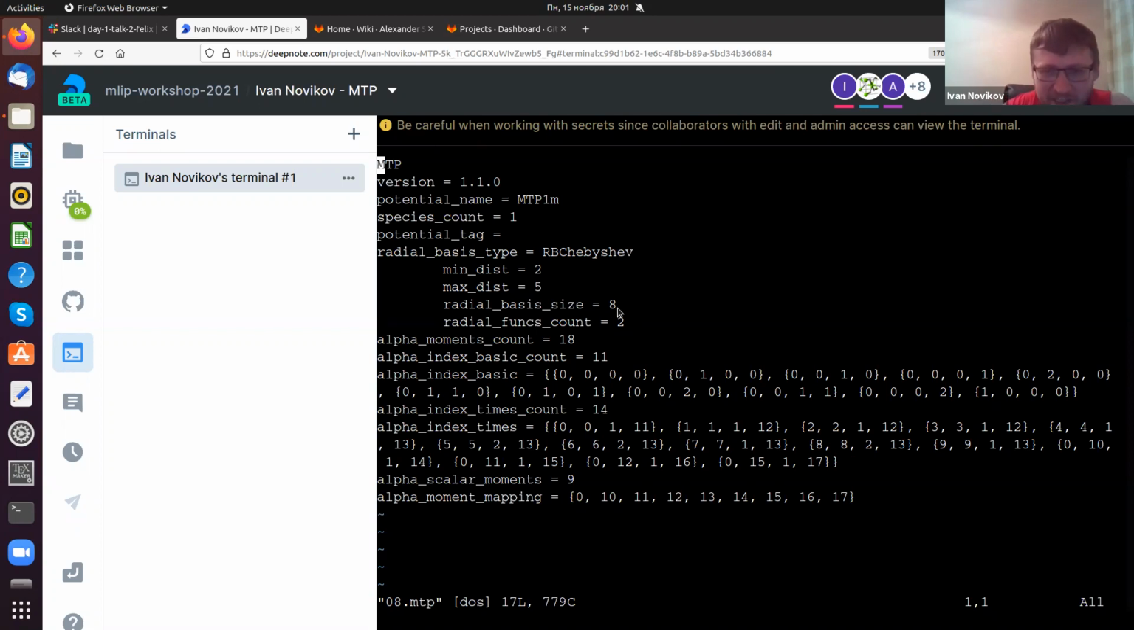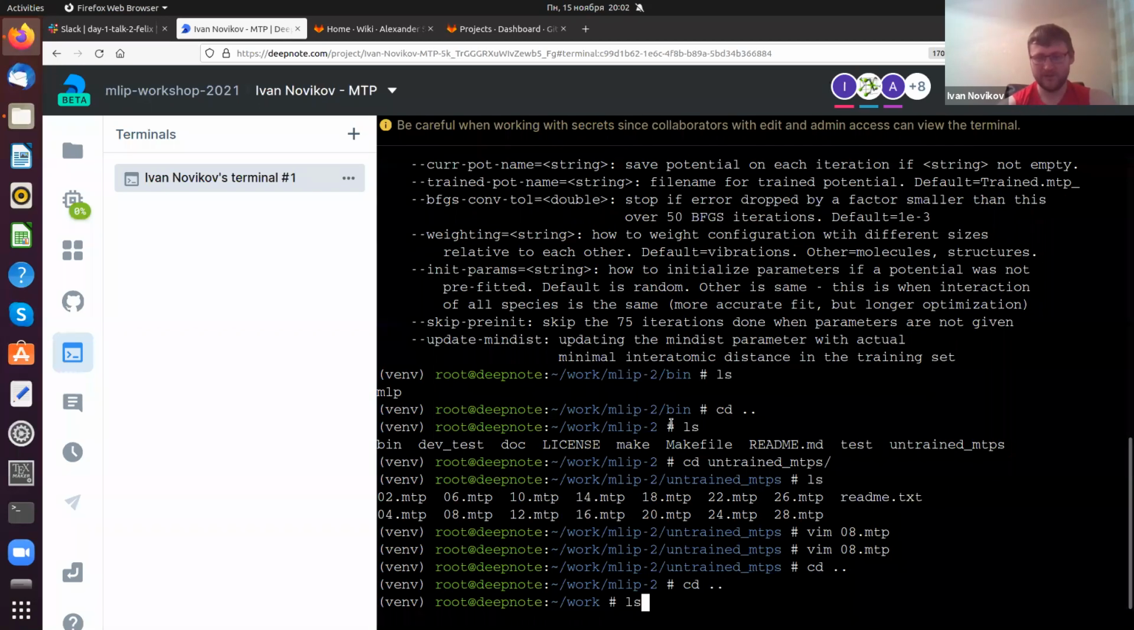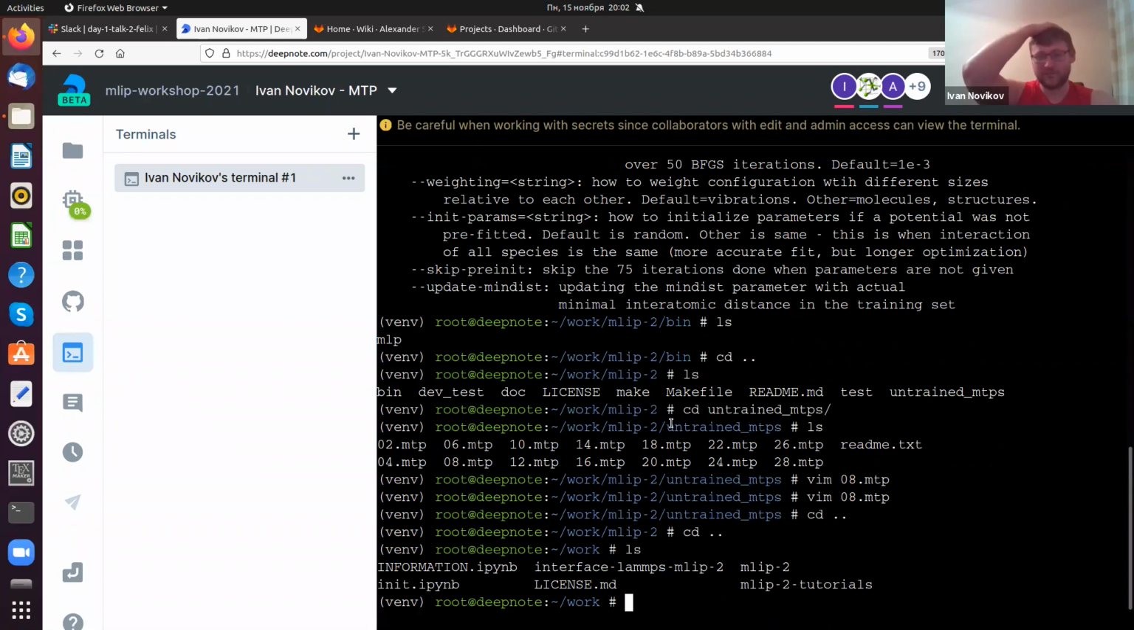So these lines we may check. Until which line? Until line 9 we may check, but the next lines starting from 10, please don't change. So these lines are fixed. These lines are related to these contractions. So Alex automatically created this library. In order to train an MTP, please take one of these MTPs from this library and train it. I will show you how to train MTPs in the tutorial a bit later. So here in the MLIP2 folder, I explained everything important.